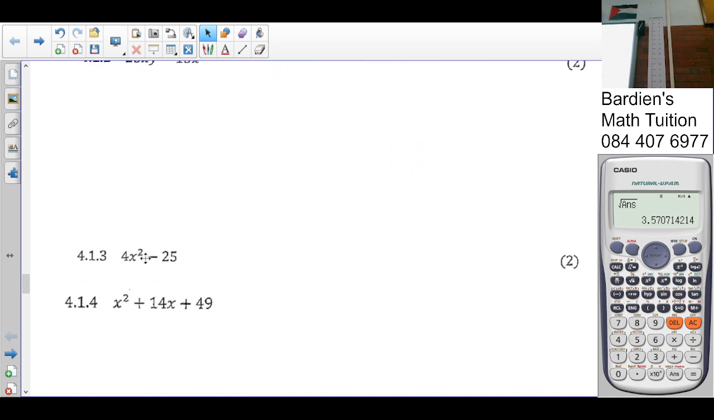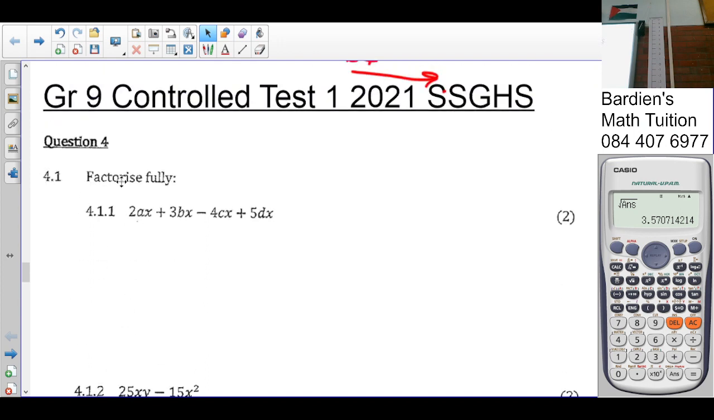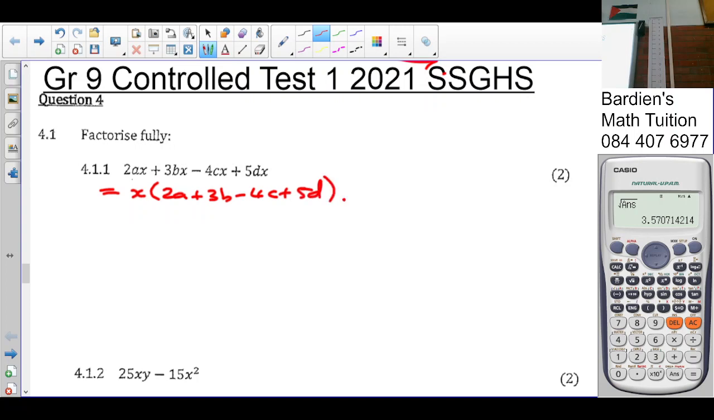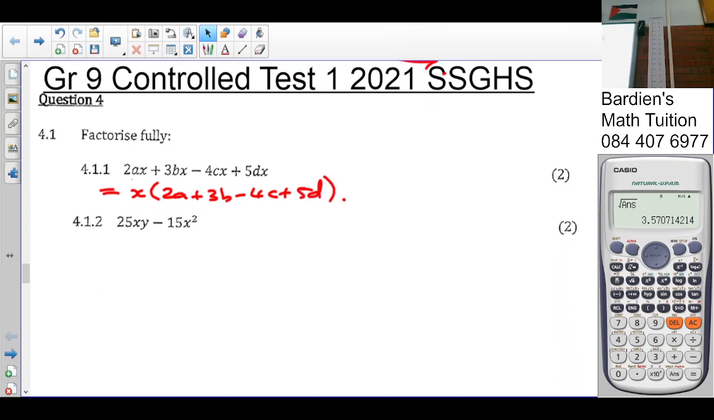People, our favorite factorization, we spent a hell of a lot of time on this. Settle down. So what is common here? X, I'm left with 2a plus 3b minus 4c plus 5b. The next one. What is common here? 5x, I'm left with 5y minus 3x. The next one.